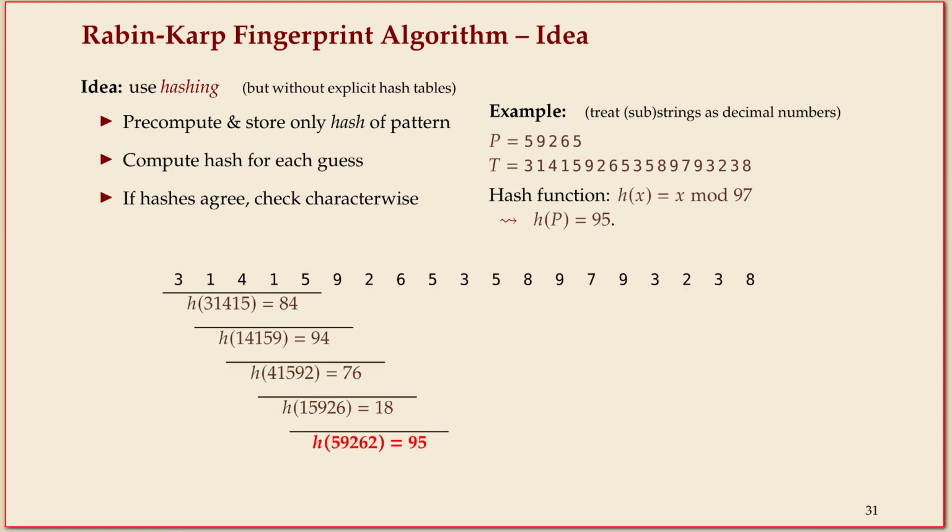And what we do is we take portions of our text and also compute the hash. So if you do this for 31,415, modulo 97 gives 84, I hope. And if you take the next digits, 14,159, you get 94, and so on and so forth, until at this point you indeed find the same hash. That's an occurrence of the pattern, so it has to have the same hash. And once you find that the hashes of the pattern and this portion of the text agree, then you have to do your character comparisons.